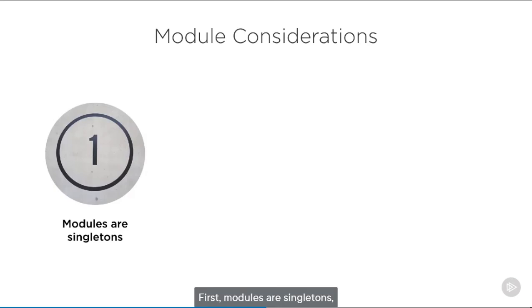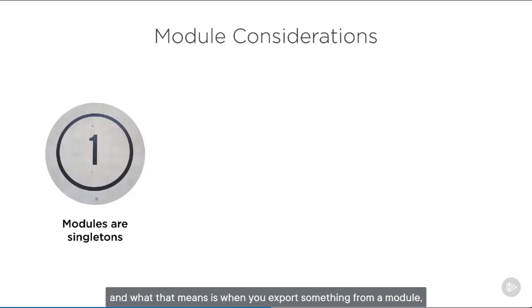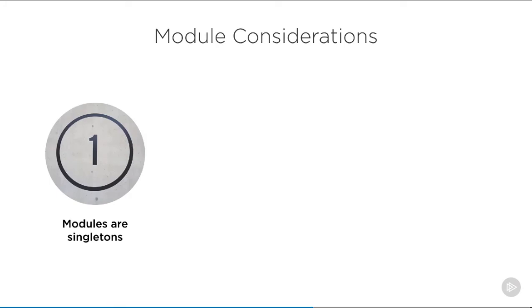First, modules are singletons, and what that means is when you export something from a module, every other thing that imports that module gets the same instance of it. Now that can be super helpful out of the gate, but can cause some oddities if you don't expect it. Just keep that in mind. You're using the same thing everywhere that you import a module.